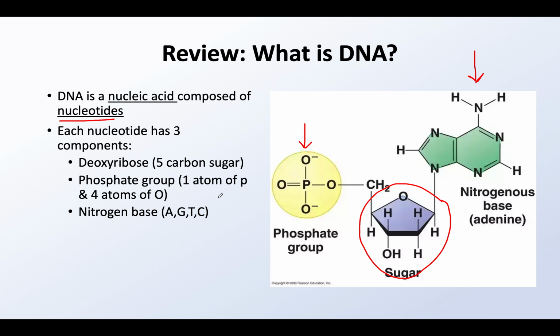We've talked about the bases before. We can have adenine, guanine, thymine, or cytosine. So one of those nitrogen bases will be attached on our nucleotide. In this picture, we have adenine. Okay, so we will talk more about each of these 3 individual components of our nucleotides very shortly, but for now, let's just talk about how these nucleotide monomers combine.